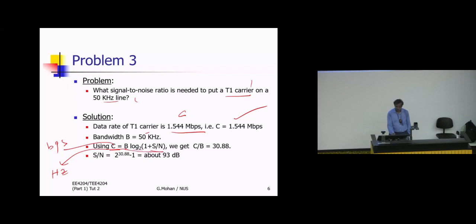So C by B, bring B to the left side. C by B is 1.544 multiplied by 10 power 6 divided by 50,000, so you get C by B as 30.88. That means 30.88 equals log to the base 2 of 1 plus S over N. So what is S over N? It is 2 raised to the power 30.88 minus 1.